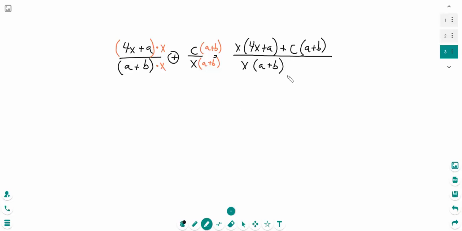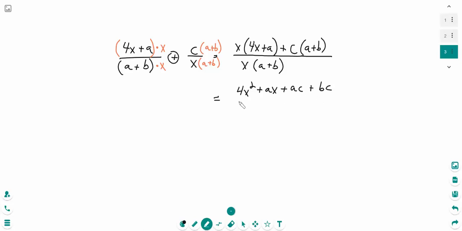But maybe just to eliminate some of these parentheses, maybe I will expand this one a little bit. You do not need to, but it's an option. So if I expand it a little, I could multiply this x through and get 4x squared plus ax. Do you see how I got that? Multiplying the x through. Plus, I have a c times an a. Well, that's going to give me an ac. And then a c times a b. Well, that's going to give me a bc.